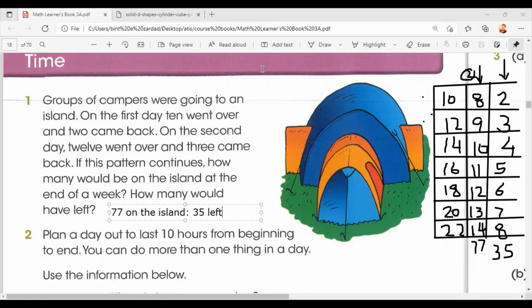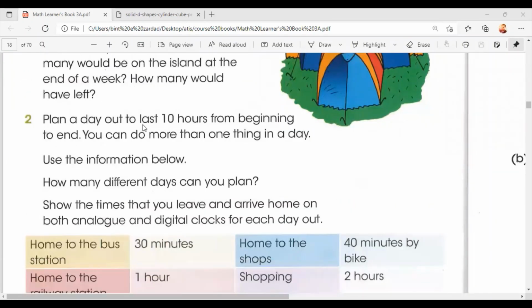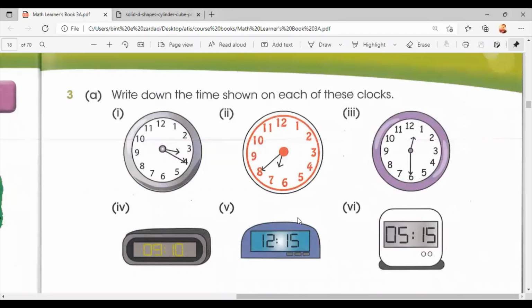Question number 2. Plan a day out to last 10 hours from beginning to end. You can do more than one thing in a day. Use the information. How many different days can you plan? This is a learner answer. So you can do it by yourself, making a plan for going out and how much time you're spending out.